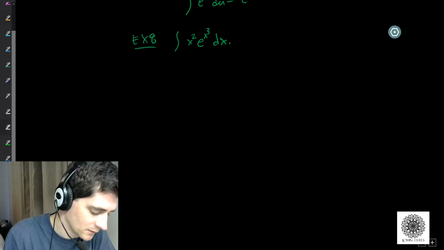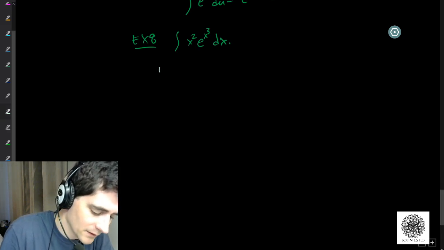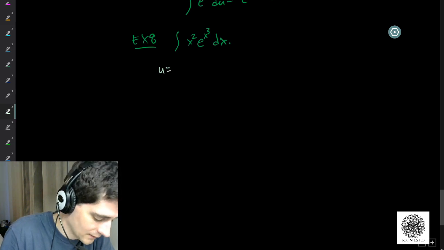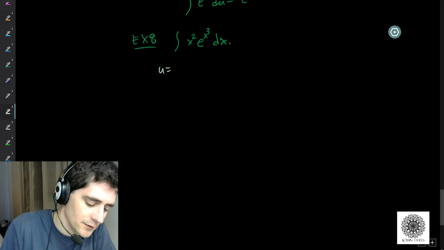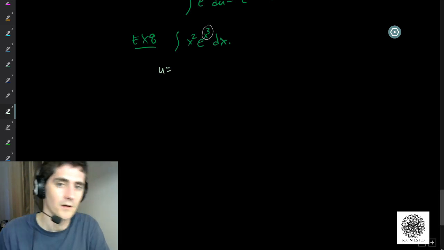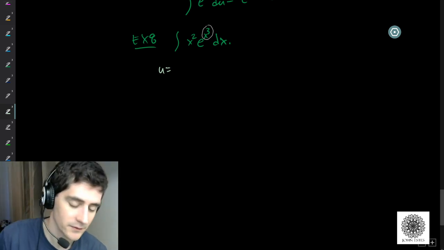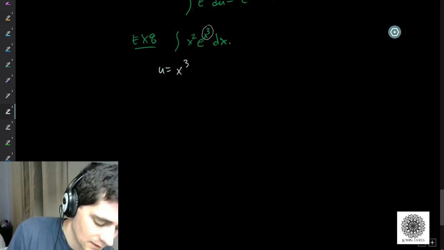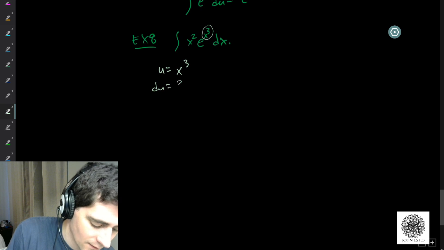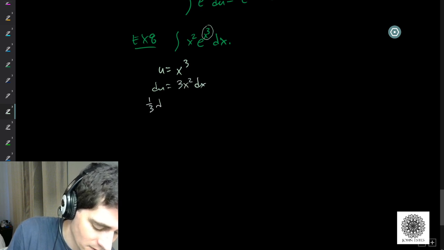So if I do a u substitution, let's let u be, any ideas? If you have an e involved, your u should be the power. Okay, more than likely your u is the power. So I'm going to let u be x cubed, which means du is 3x squared dx, and I almost have that. I have a 1/3 du equals x squared dx.